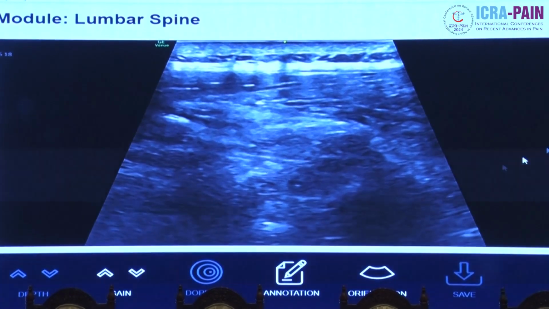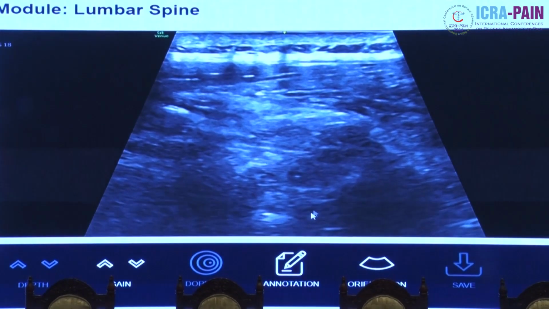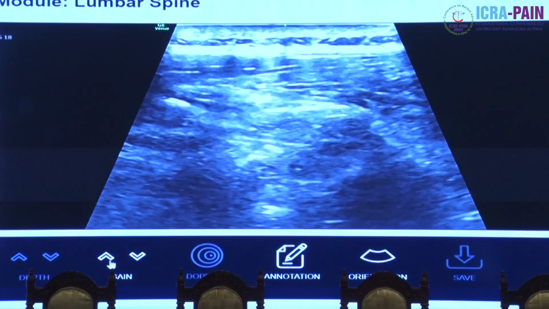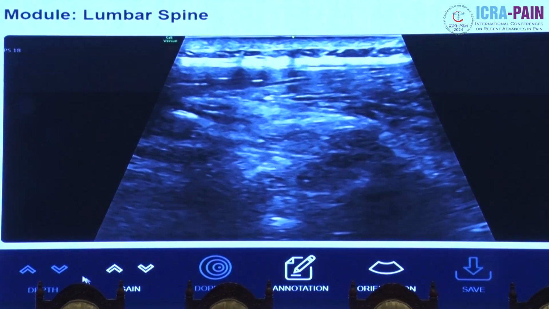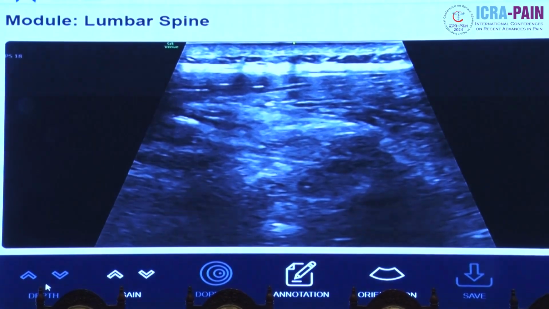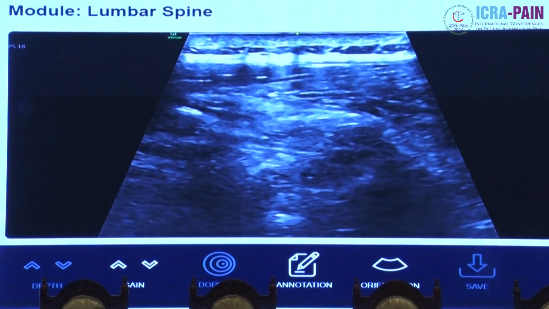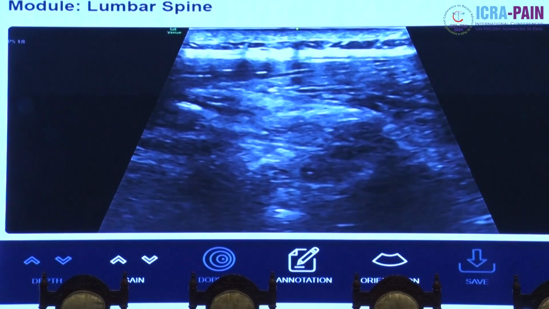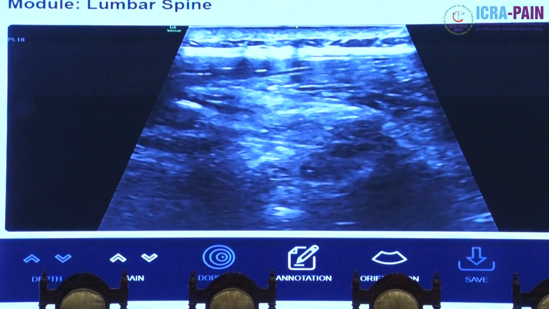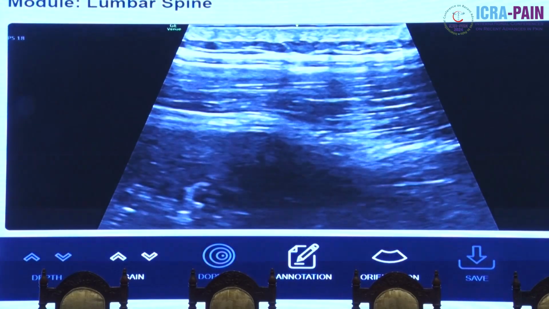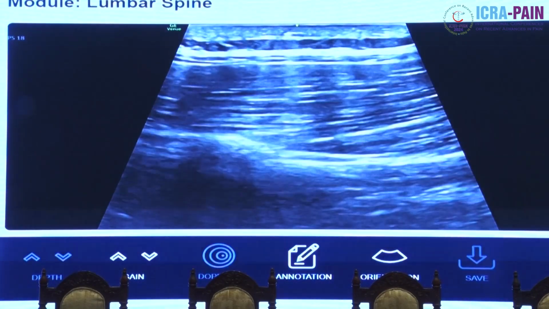When it is frozen, then there will be an annotate button, and the other button, gain, you can also increase. You see, I can increase the gain, I can decrease the gain. There is a depth button also, but it is still not activated. I am coming to the annotate button. But before that, let me move the transducer in the long axis from lateral to medial. If I'm going, we are getting all those things. So let me go a little bit into the annotation.